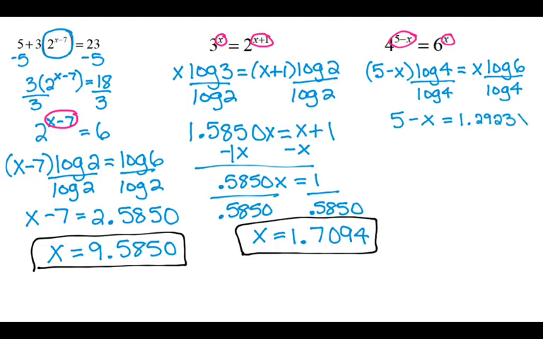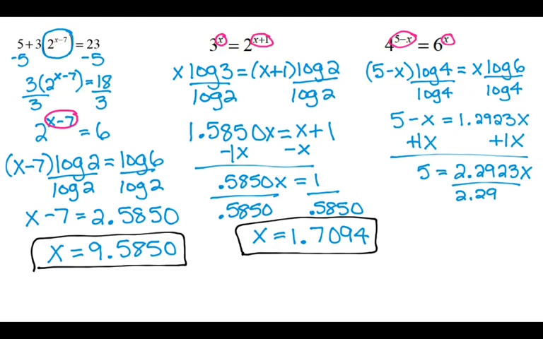1.2923 times x. And then of course I want to get my x's on the same side, so I'm going to add x to both sides. Keep in mind, if there is no number, it's like having a 1 there. And that gives me 5 equals 2.2923x. And then I want to divide.